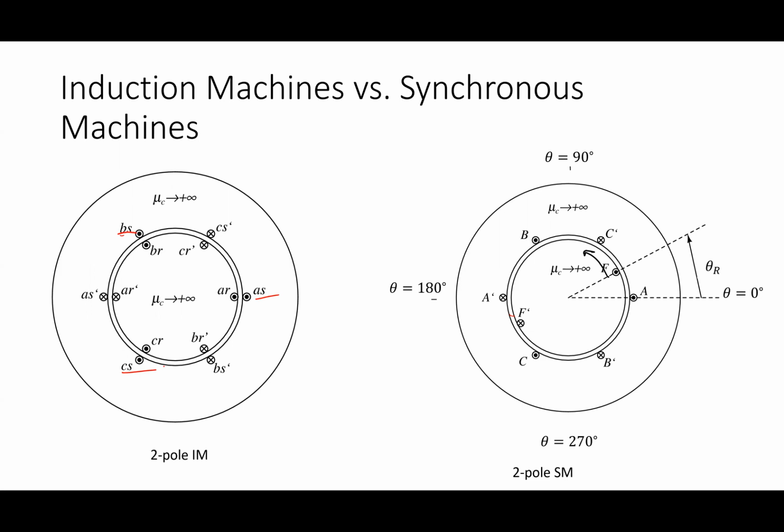Three windings, 120 degrees spatially apart, get currents 120 degrees temporally apart. What does that do inside the machine? The field starts to rotate. It creates this mechanical field that rotates around.